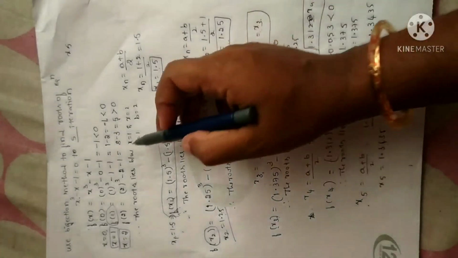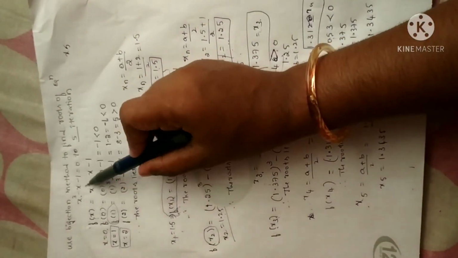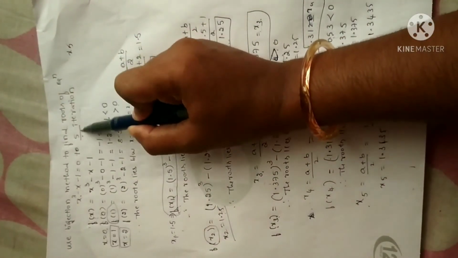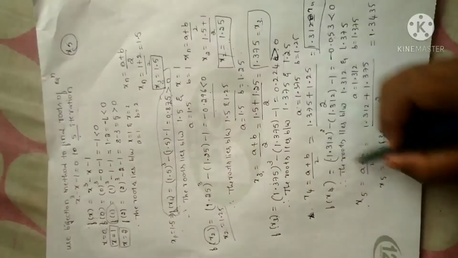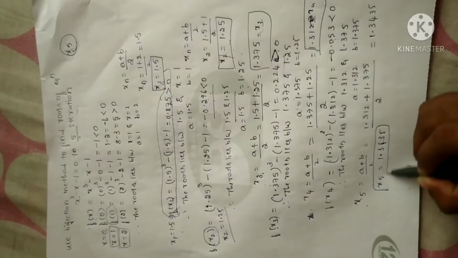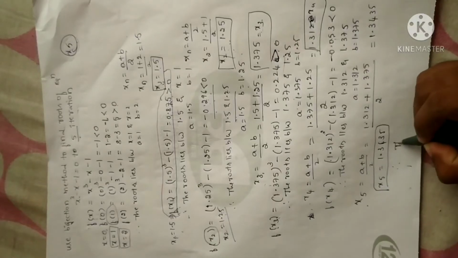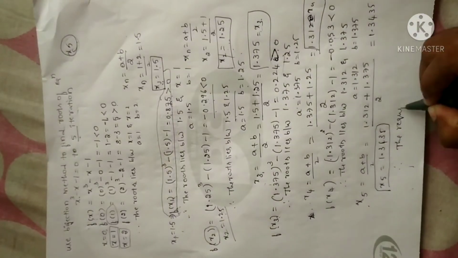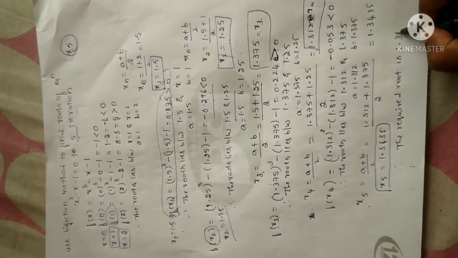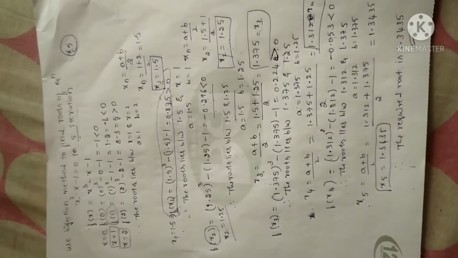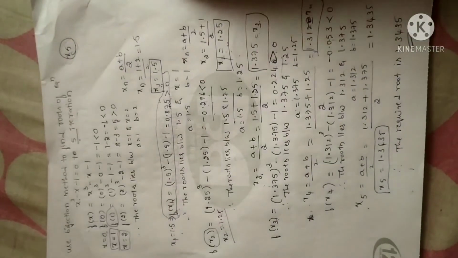Why? Because in the question they have asked us to find the root up to 5 iterations. In the sense, I have to find the value of x5. So that is what I have done. Therefore, the required root is 1.3435. I'll repeat once again.